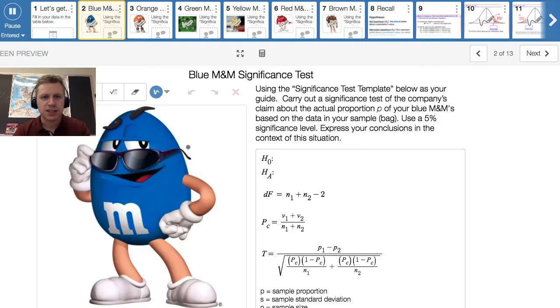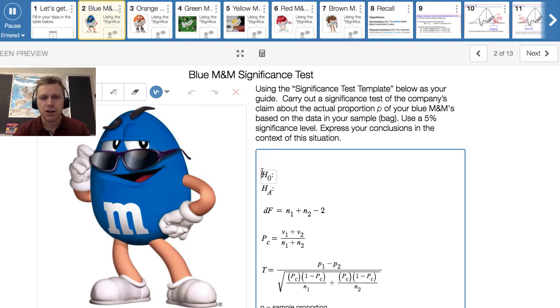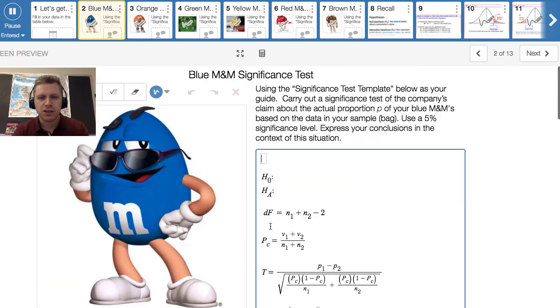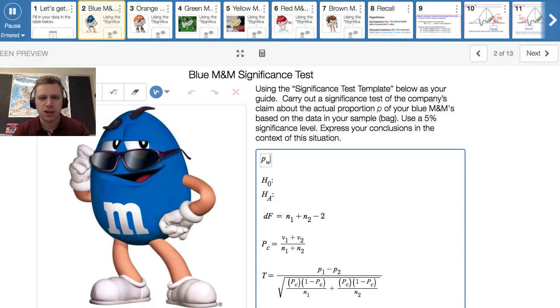So I'm going to use this slide here with our fancy blue M&M person as our guide on how to do this, and I'm going to walk through it. First thing I want to do is just label some variables I'm going to use. I'm going to use a couple of different variables here, so let me label some of them. The first variable I'm going to use is P_W.